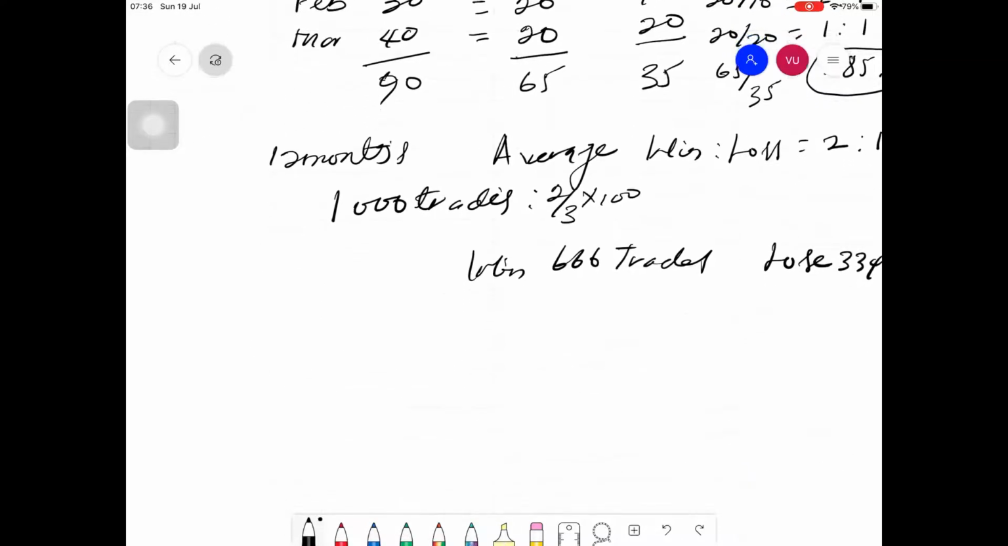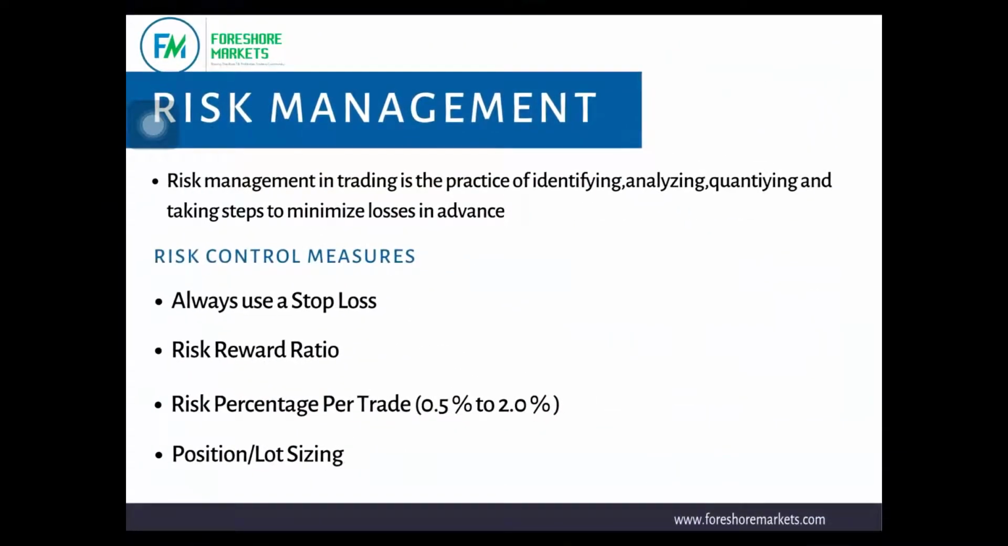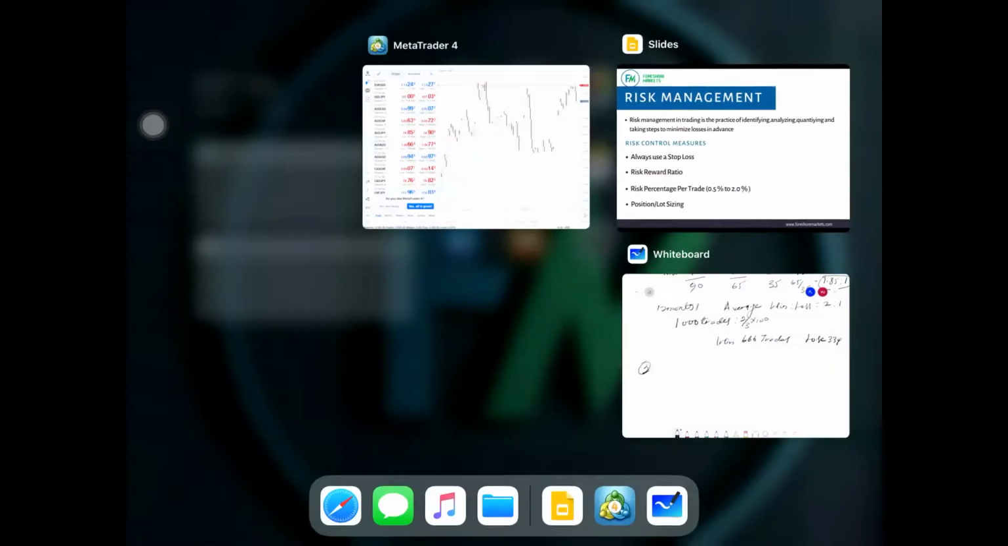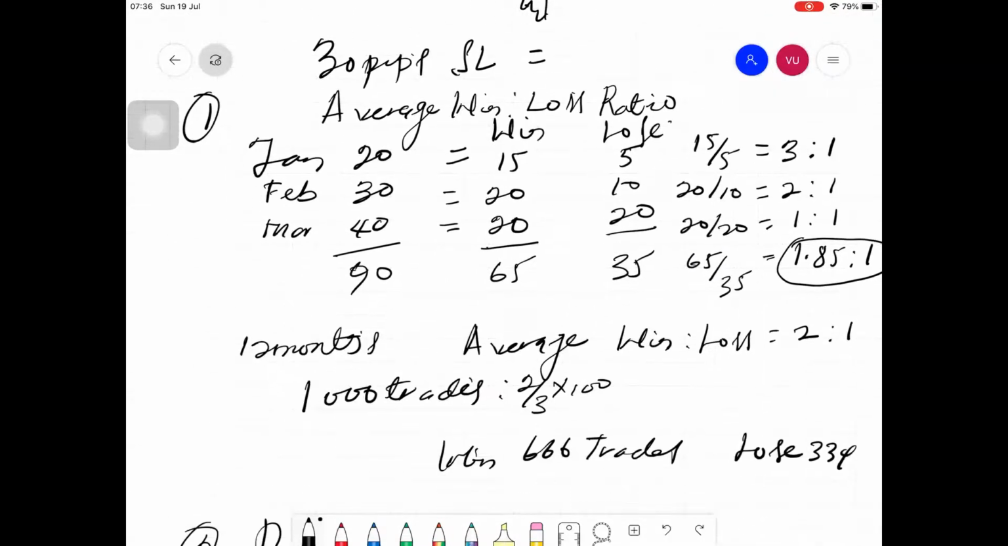Let's go to number two. Number two is risk reward ratio. We did it previously, we are putting it together now. Risk reward ratio is simply the ratio of your risk, which is stop loss, to take profit. So as I said, we're going to use a 30 pip stop loss there.